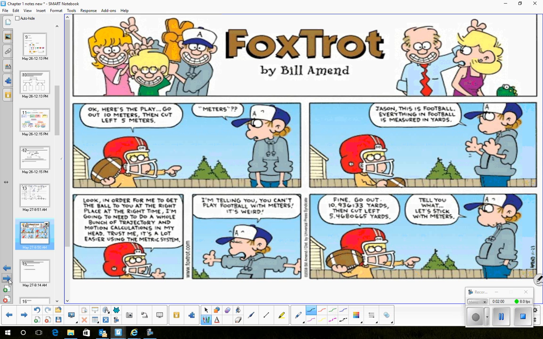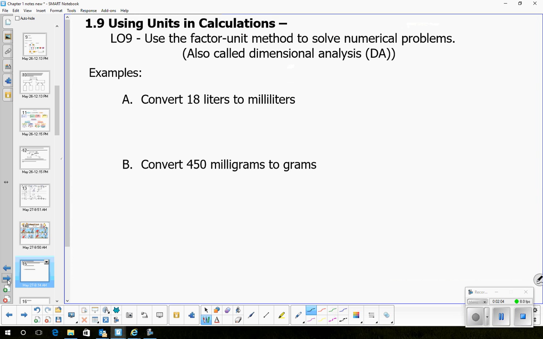So that's why a lot of scientists have changed to meters, because it's just so much easier to work with, easier to convert. Again, LO9 is Learning Objective 9, and this is what we're doing today. It's called dimensional analysis. You'll also hear me flip into calling it factor label. That's the same thing. They just have changed the name to dimensional analysis now.